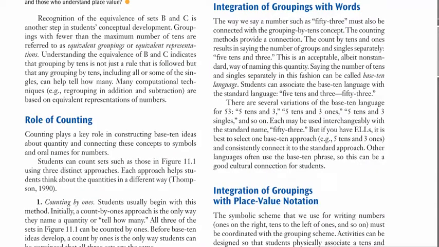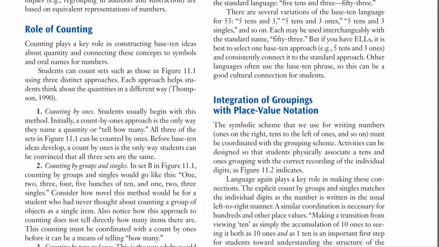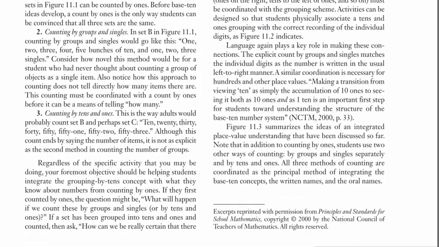Counting plays a key role in constructing base 10 ideas about quantity and connecting these concepts to symbols and oral names for numbers. Students can count sets such as those in Figure 11.1 using 3 distinct approaches. Number 1, counting by ones. Number 2, counting by groups and singles. Number 3, counting by tens and ones. Regardless of the specific activity that you may be doing, your foremost objective should be helping students integrate the grouping by tens concept with that of counting by ones. If they first count by ones, the question might be, what will happen if we count these groups by groups and singles, or by tens and ones?